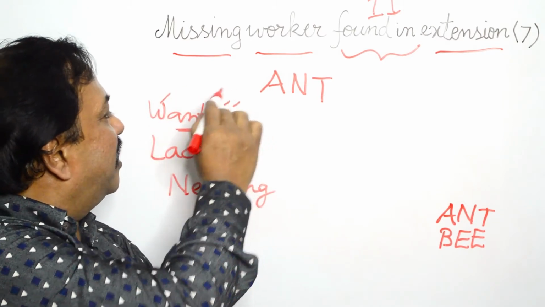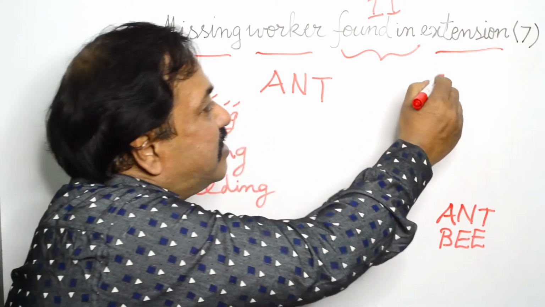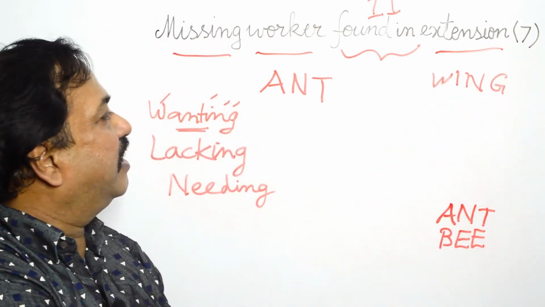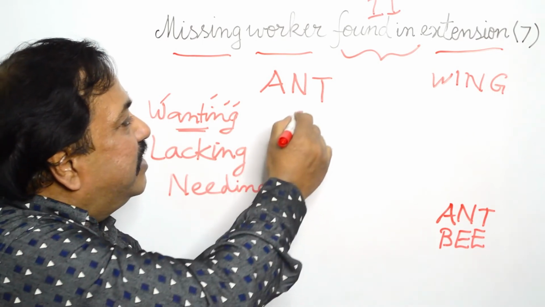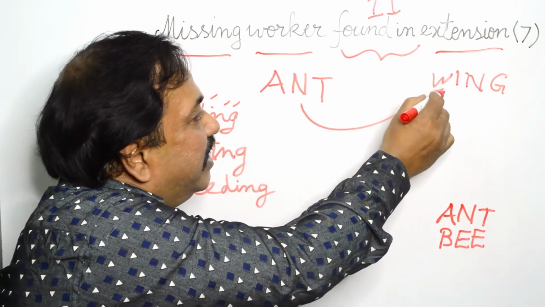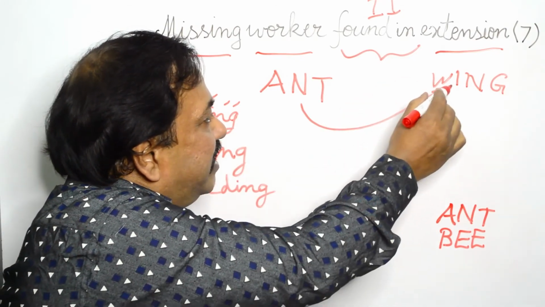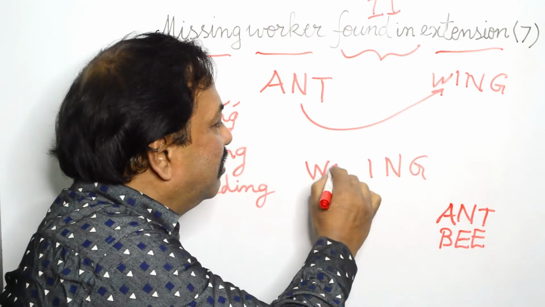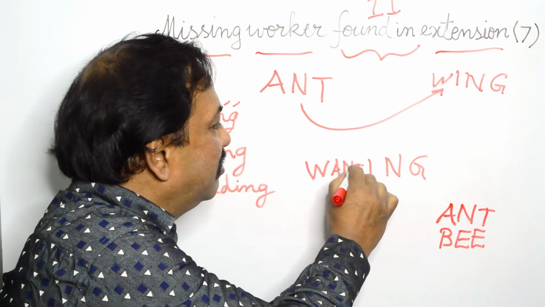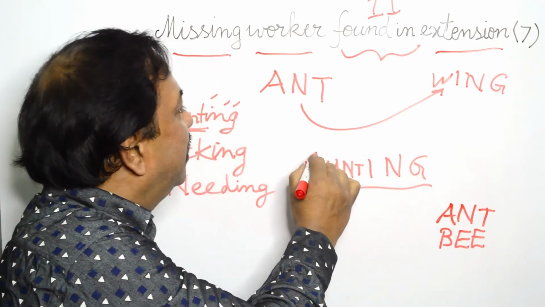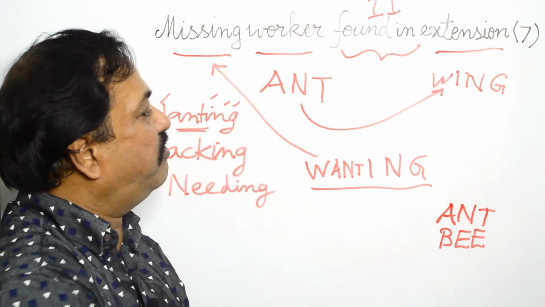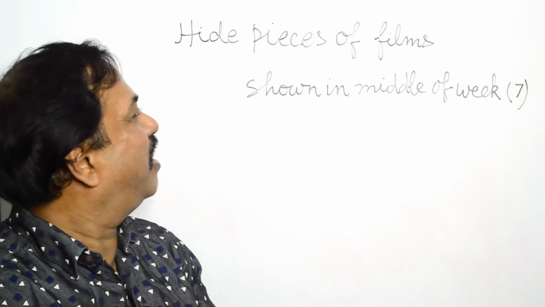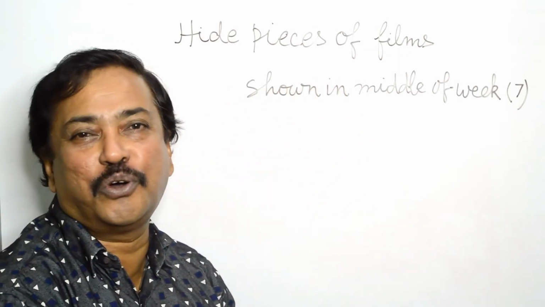What are the remaining letters? W-I-N-G, wing. Yes. Another word for extension is wing. And ant goes inside wing. Say here, wing, and ant goes inside here. We get wanting, and wanting is the synonym of missing. And our answer. Our last clue, hide pieces of films shown in middle of week.